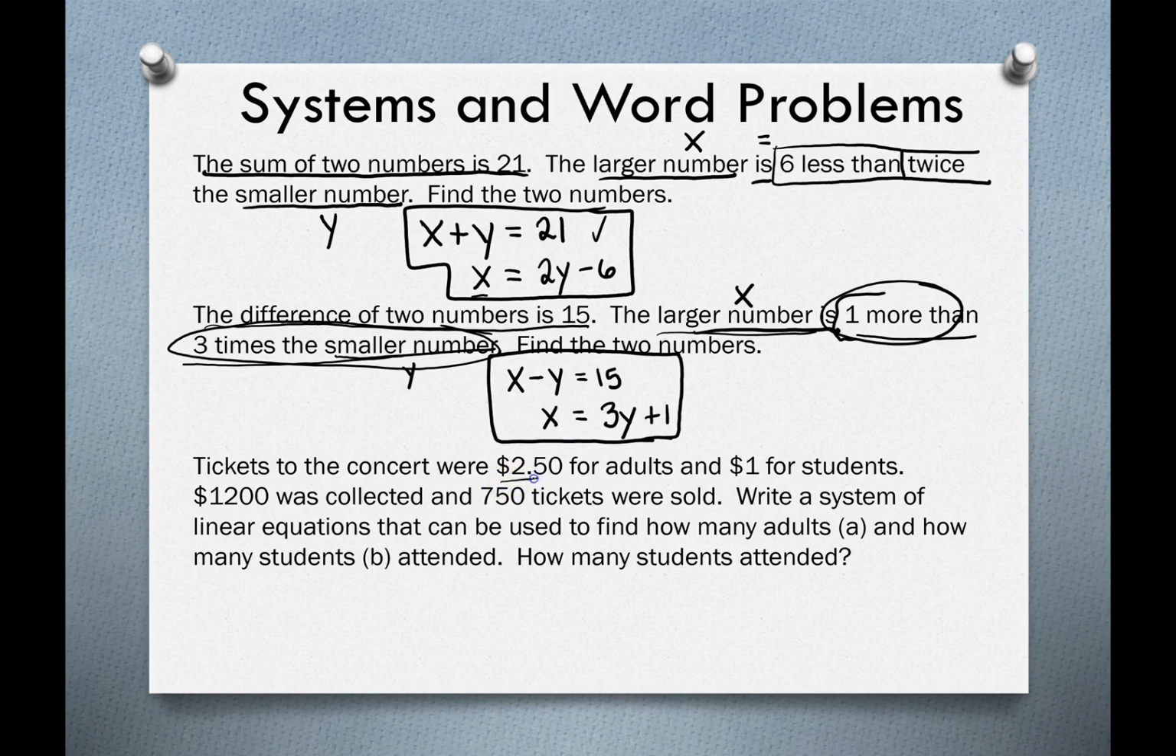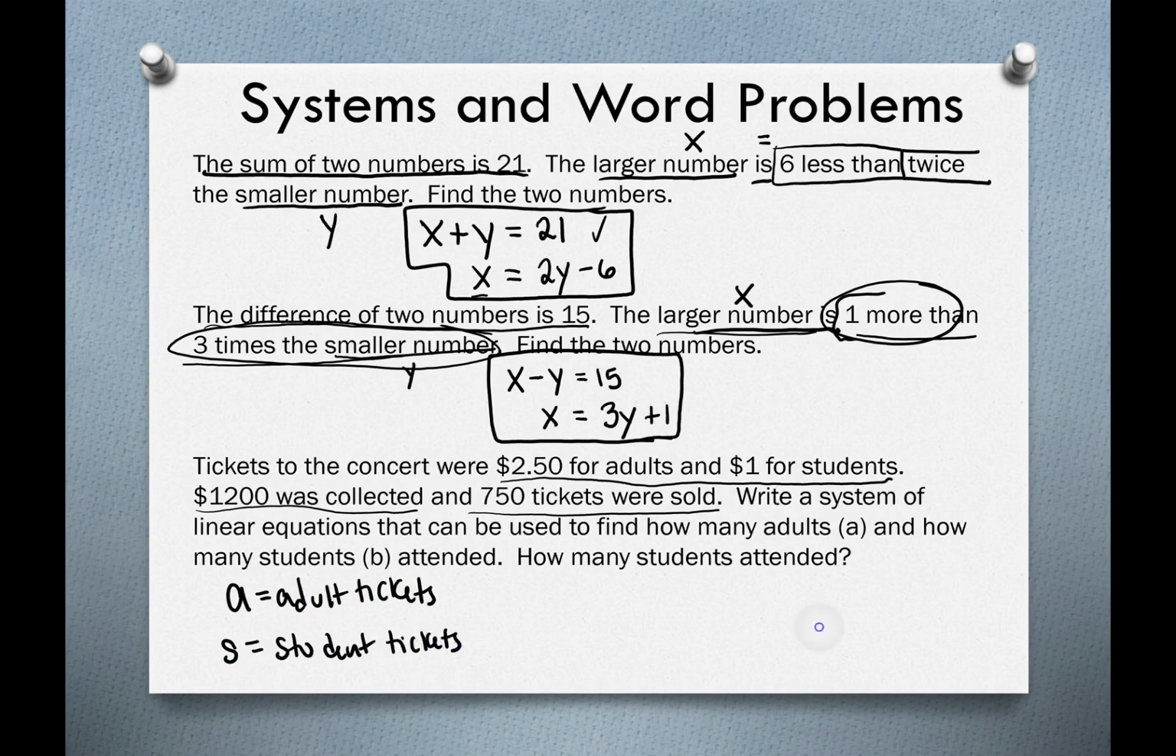Tickets to the concert were $2.50 for adults and $1 for students. $1,200 was collected and 750 tickets were sold. So let's let A equal the adult tickets, and let's let S equal the student tickets. All right. Well, first of all, 750 tickets were sold. So that means the adult tickets plus the student tickets are going to add to 750 total tickets sold.